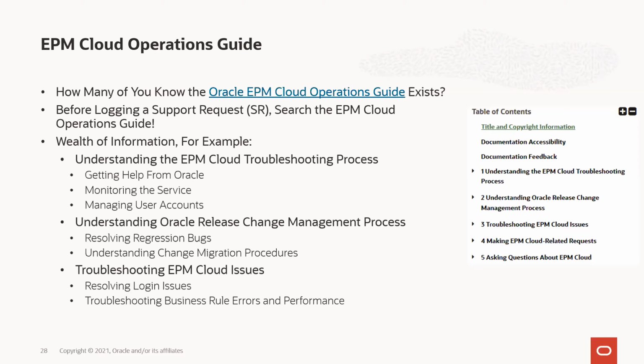Understanding our release change management process. So basically, what is that? That's a fancy term for monthly updates, right? So we release every month. Maybe you might be worried about any regression bugs. Hey, Oracle patches every month. I want to make sure that there are no issues. How do I deal with that? And understanding what that change migration is, what those procedures are to deal with when I'm in between version changes where my test environments are on a different version than my production environments.